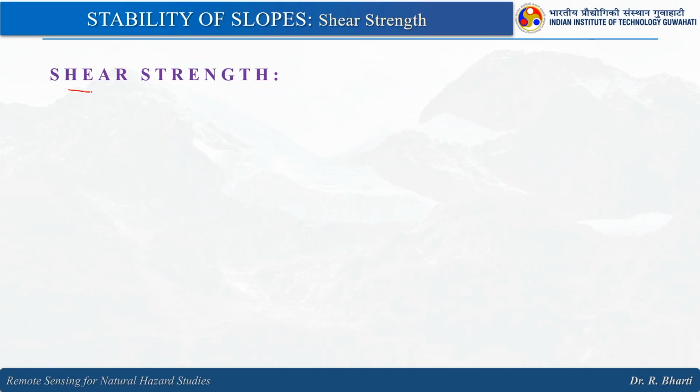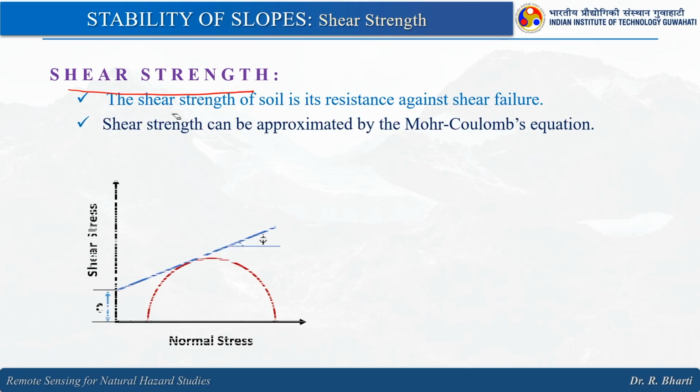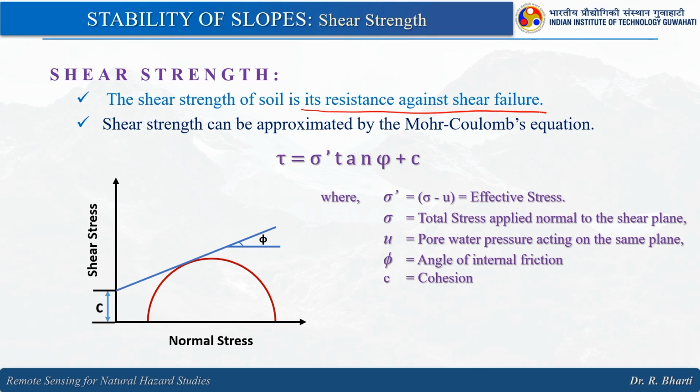Now, we will talk about shear strength. The shear strength of soil is its resistance against shear failure. So, when we are talking about this particular slope, how is it resisting failure? It is because of the shear strength, right. The shear strength of soil is its resistance against shear failure. I hope this is very simple and very clear to you.